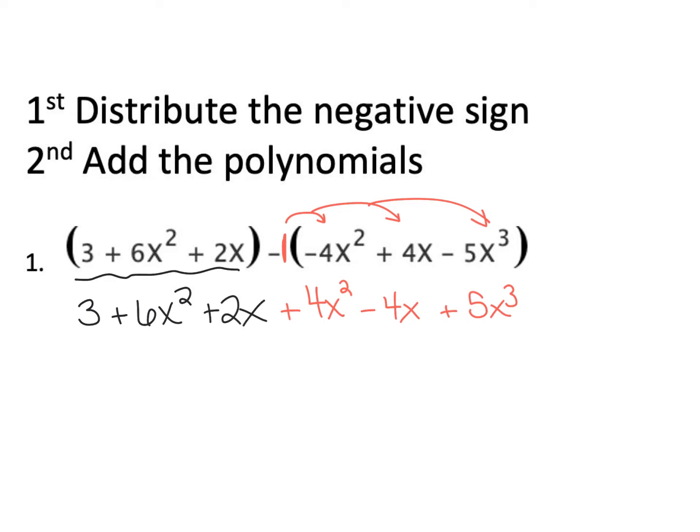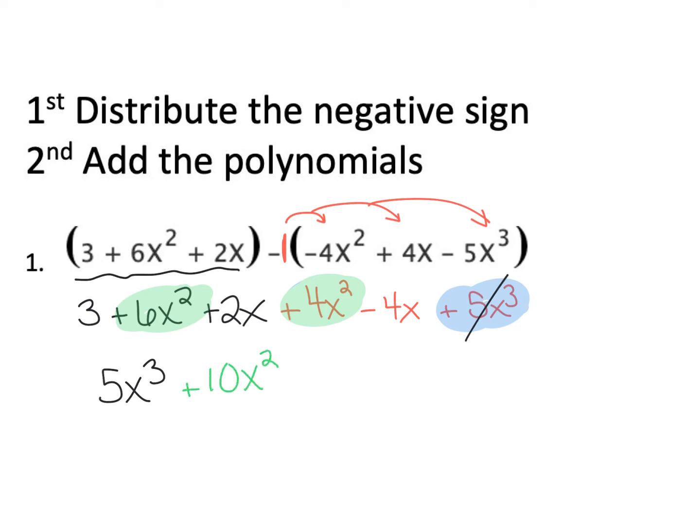Now I'm going to look for my like terms. Since I want this in standard form, I'm going to start with my highest degree, which would be 3. So I see a 5x cubed right here. I'm going to write that first, 5x cubed. Now I'm going to go on to the squareds. I have a 4x squared and a 6x squared, which would be 10x squared.